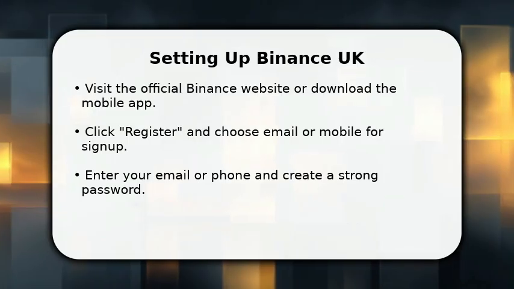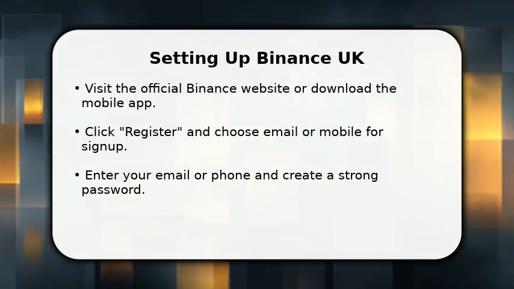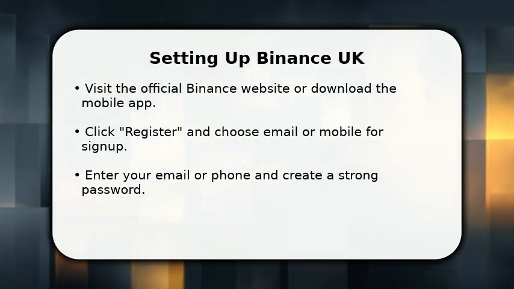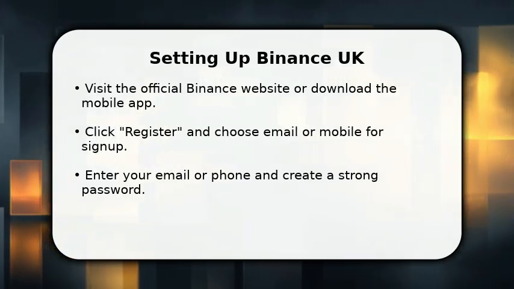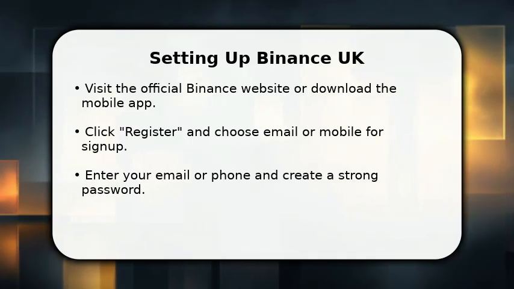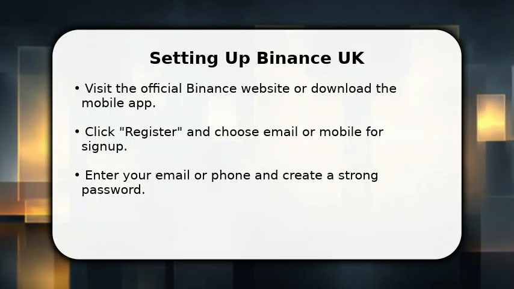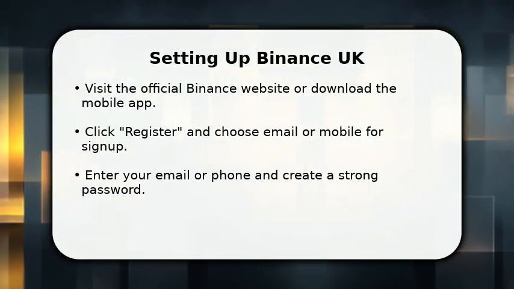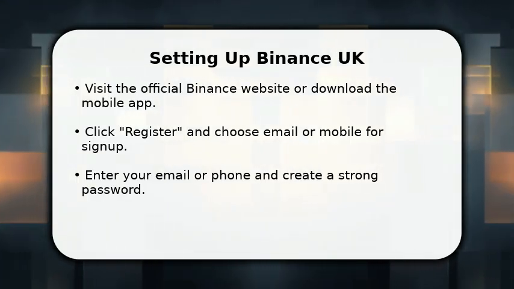In this video, I will show you how to set up a Binance account in the UK. First, navigate to the official Binance website or download their mobile application. Look for the Register button, usually found at the top right, and select your preferred sign-up method, either email or mobile phone. Input your chosen email address or phone number, then create a robust password. Finally, agree to the terms of service and click Create Personal Account to begin.